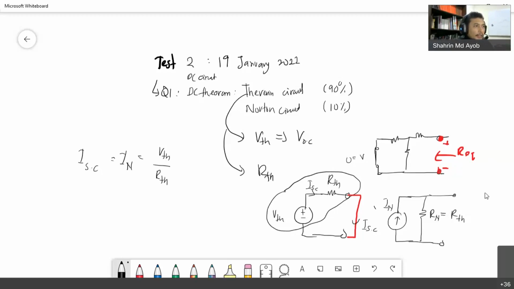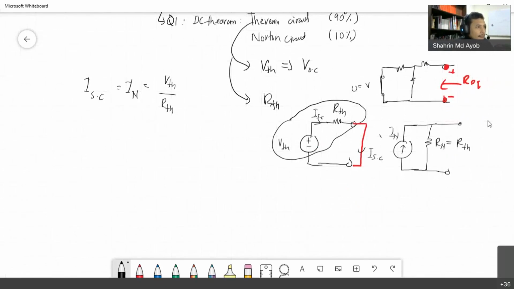The second question is AC circuit, consisting of sinusoidal, phasor, and basic Ohm's law.